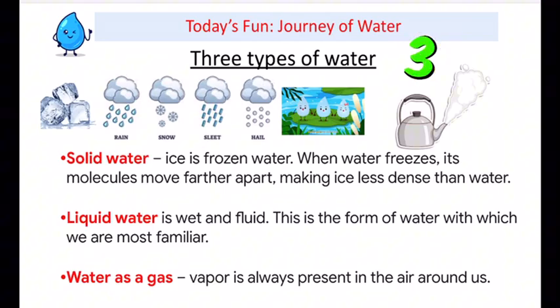3 types of water. Solid water: ice is frozen water. When water freezes, its molecules move farther apart, making ice less dense than water. Liquid water is wet and fluid. This is the form of water with which we are most familiar. Water as a gas: vapor is always present in the air around us.